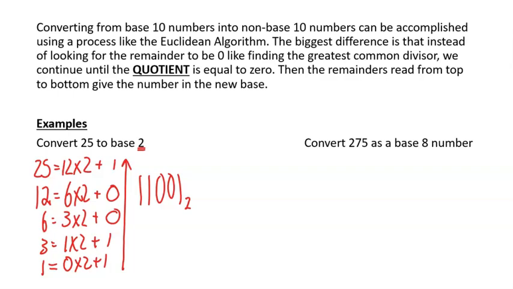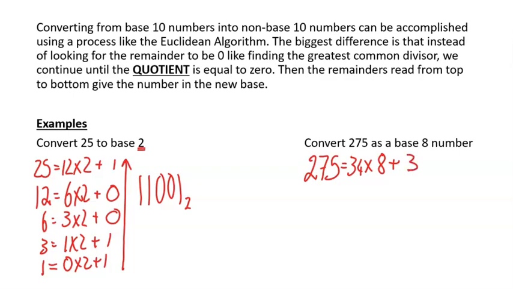Let's have a look at another example here. So let's have a look at the example of 275 as a base 8 number. So again, I'm going to follow the similar steps. I'm going to have 275 equals something times 8 plus a remainder. Well, in this case, it's going to be 34 times 8 plus a remainder, which in this case is 3.